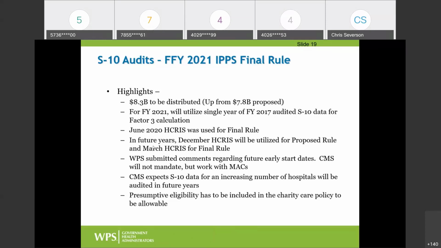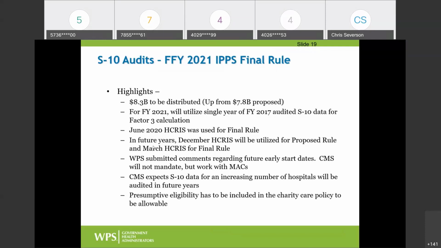CMS responded that they're not going to mandate any sort of early time frame, but they'll work individually with MACs. So we're hoping that we can at least get started maybe in February or very early March of next year, at least sending out the request letters so providers are aware of this. But until we hear more from CMS, we don't really know for sure about that time.